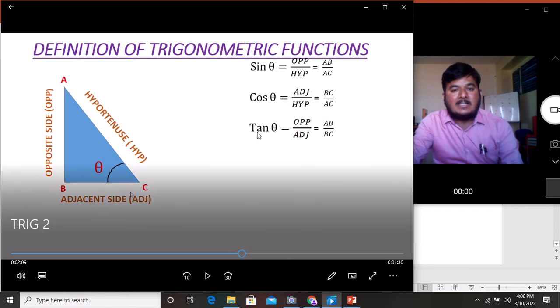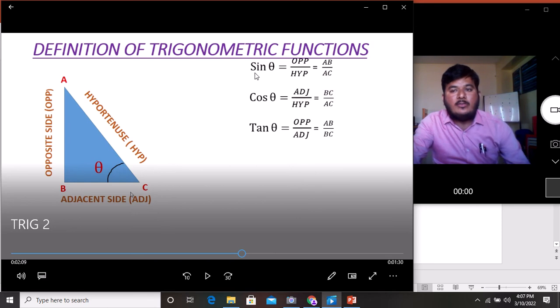So cos theta is equal to adjacent divided by hypotenuse. The adjacent side here is BC and AC is the hypotenuse. Similarly, how do you define tan theta? Tan theta is defined as the opposite side AB divided by the adjacent side BC. So the ratio of the opposite side and adjacent side is tan theta.